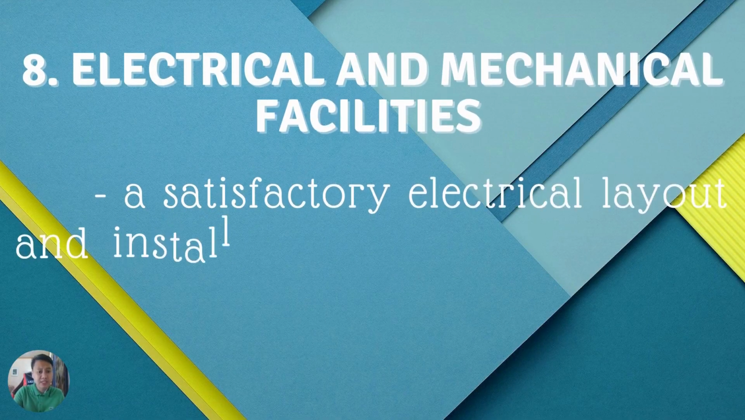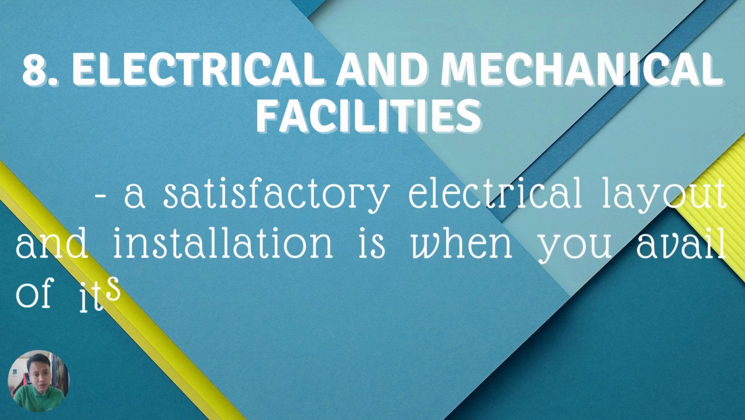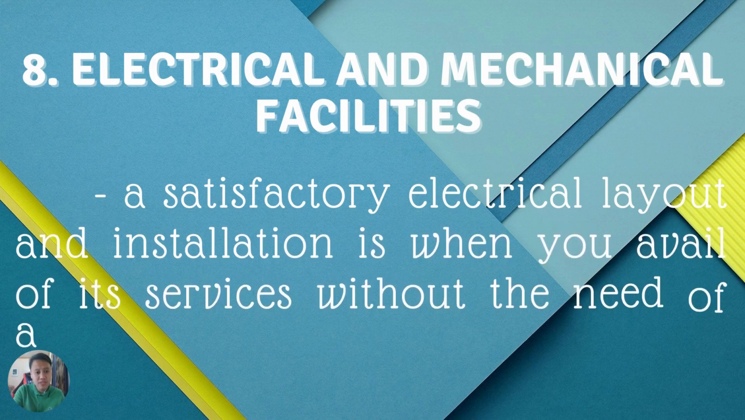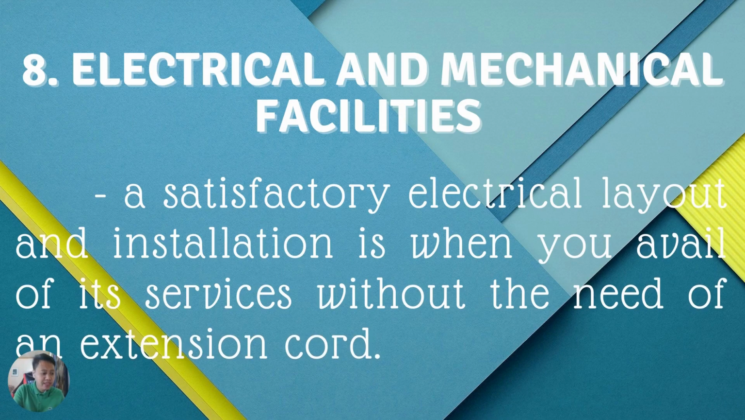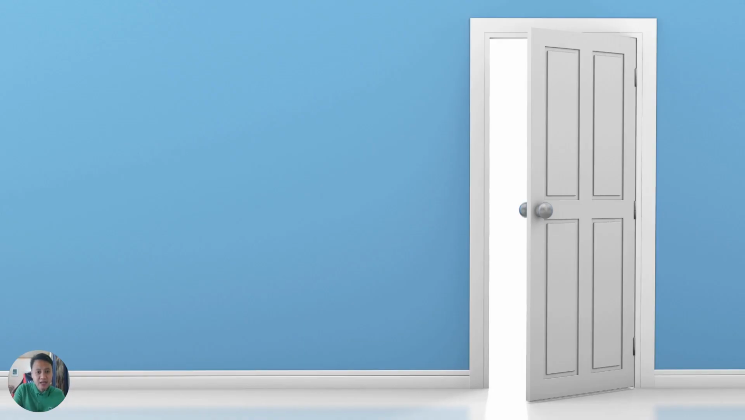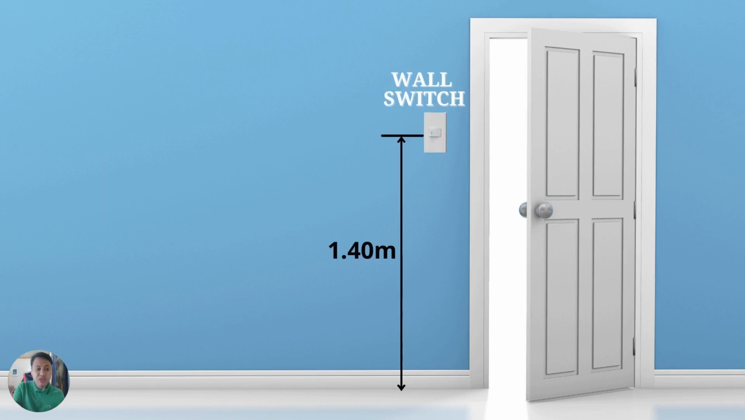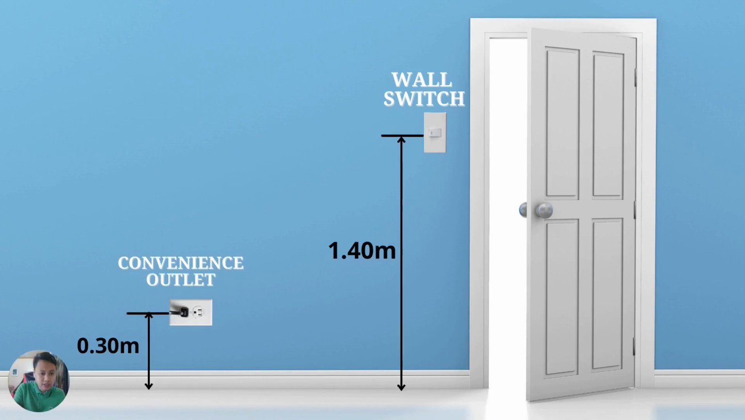Electrical and mechanical facilities. A satisfactory electrical layout and installation is when you avail of its services without the need of an extension cord, no? And the ideal switch is installed 1.4 meters from the finished floor line at dapat ito ay malapit sa pintuan ng bawat silid, no? So, while the convenience outlet is ideally installed 0.3 meters from the finished floor line.